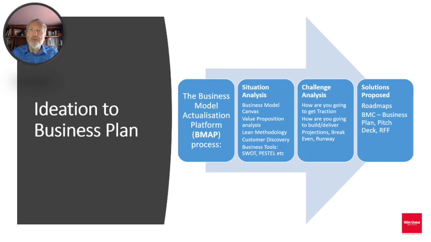In the second step then, we approach it as though we're preparing a business plan for a new venture or startup. This part of the process we called the BMAP, the Business Model Actualization Platform. It's a three-phase process. It goes from situation analysis, which we use various tools to analyze the current situation, to the challenge analysis, look at how we're going to get traction, how we're going to get funding, what funding we actually need for the project, and then the solutions proposed, the actual business plan or the pitch deck or the request for appropriations.